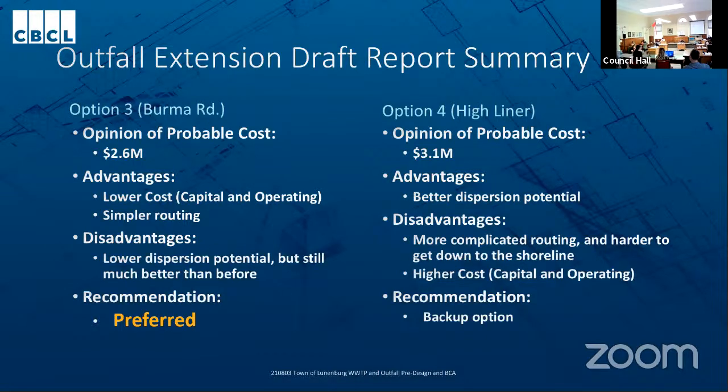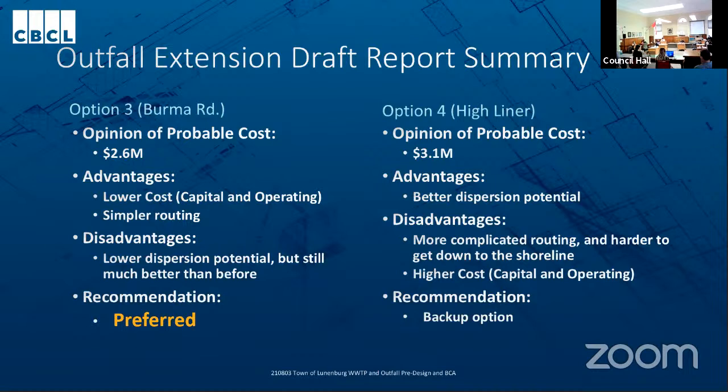The advantages of option 3 are that it is lower cost, both for capital costs and for the operating costs. And it also has a simpler routing, which leads to less permitting being required for this option. The disadvantages of the option are that it does have lower dispersion potential than option 4, but it still looks much better than before and likely to be acceptable from a regulator's perspective.